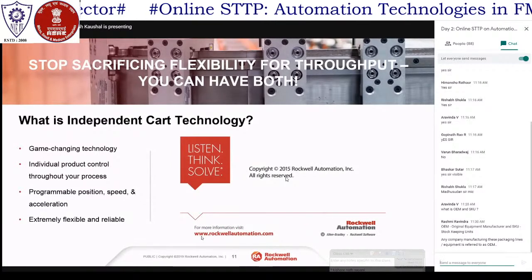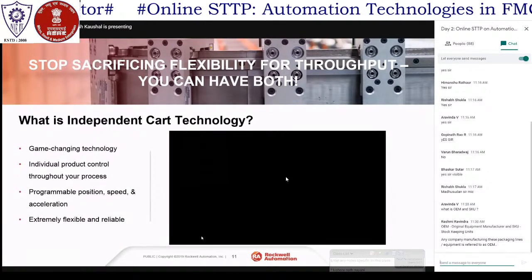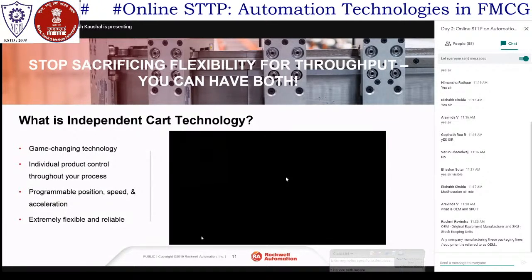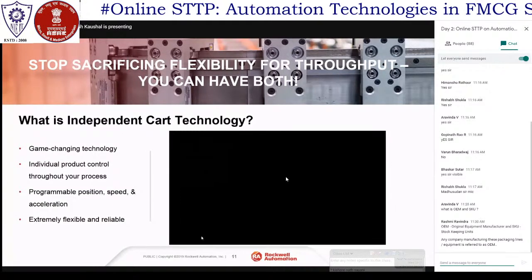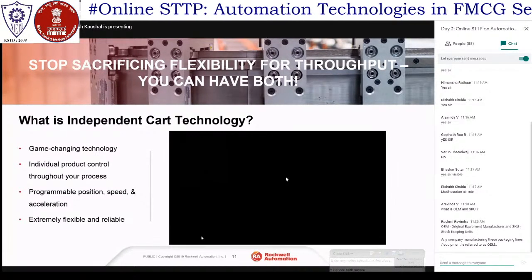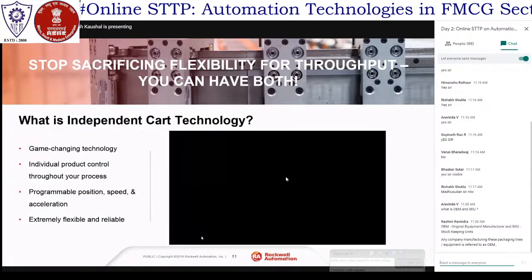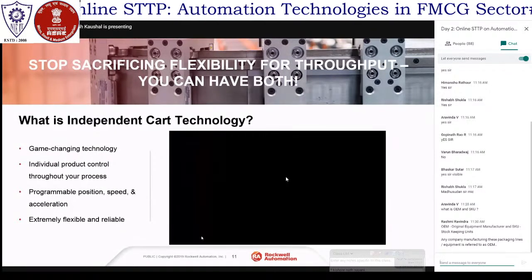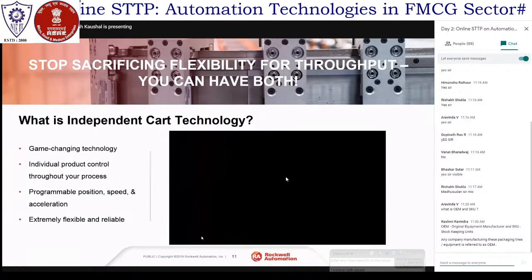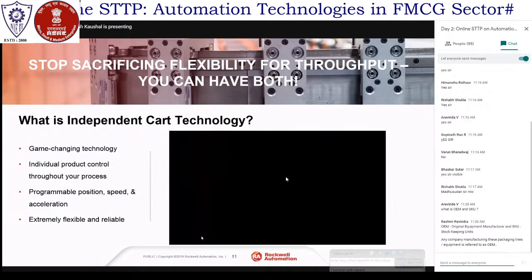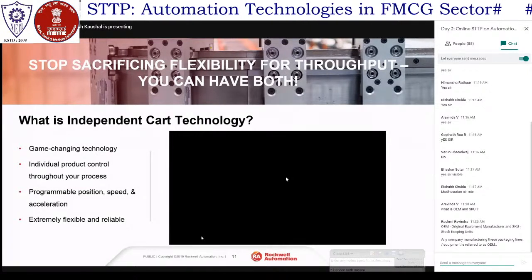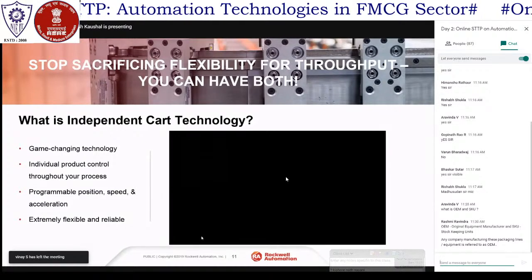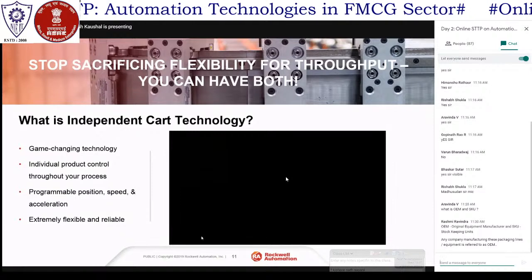So what it really is that instead of carts being linked together to each other and you convey from one station to another, you are able to have carts or movers which are independently moving along a track. And that really is providing you individual product process control throughout your processes, programmable position and speed in different parts of a machine. So you are able to have control for smooth movement of your products in the system, and it is extremely flexible and reliable, since you reduce a lot of transmissions which are there in the traditional systems. All right.